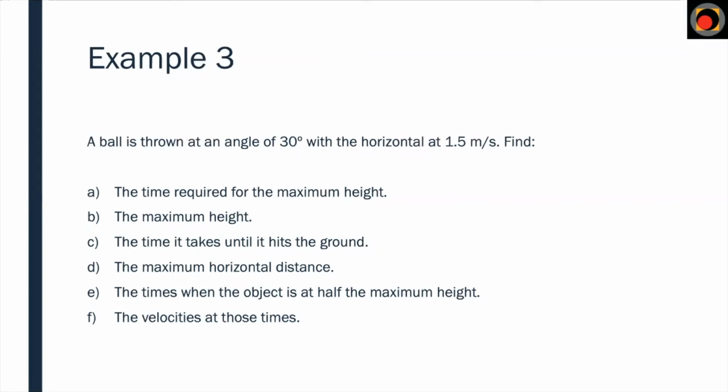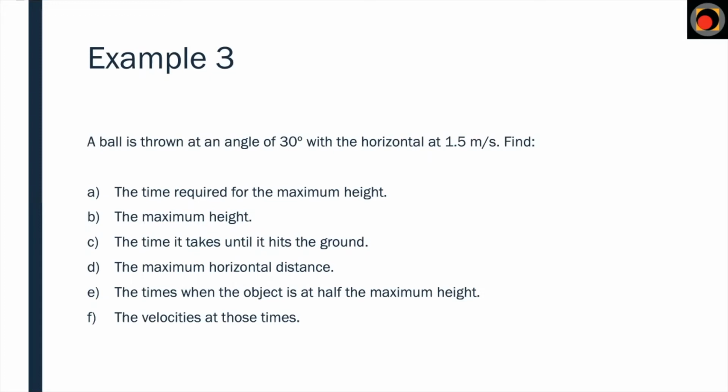A ball is thrown at an angle of 30 degrees with the horizontal at 1.5 meters per second. Find the time required for maximum height, the time it takes until it hits the ground, the maximum horizontal distance, the times when the object is at half the maximum height, and the velocities at those times.